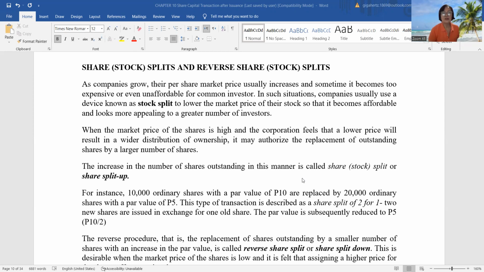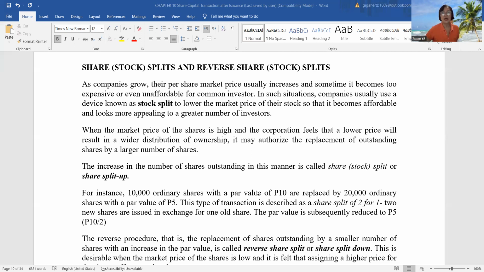When the market price of the shares is high and the corporation feels that a lower price will result in a wider distribution of ownership, it may authorize the replacement of outstanding shares by a larger number of shares. The increase in the number of shares outstanding in this manner is called share split or share split up.